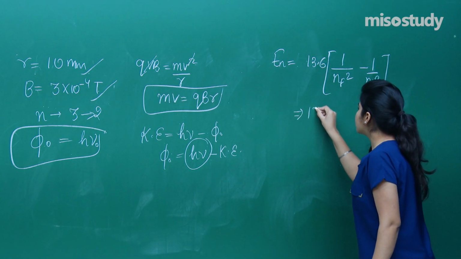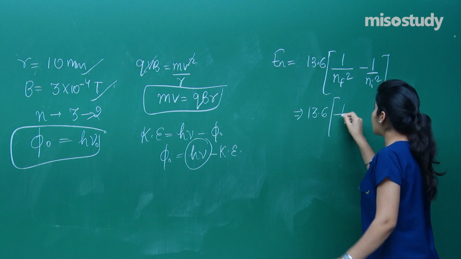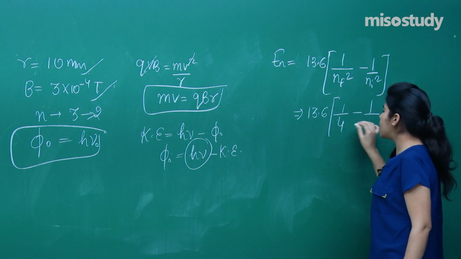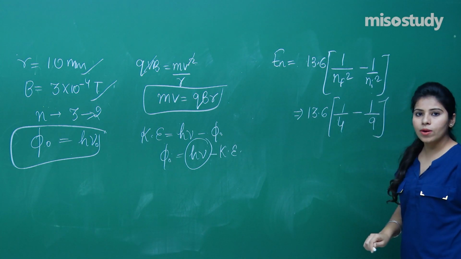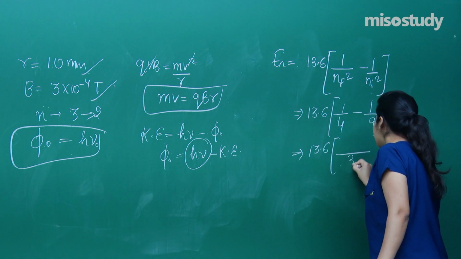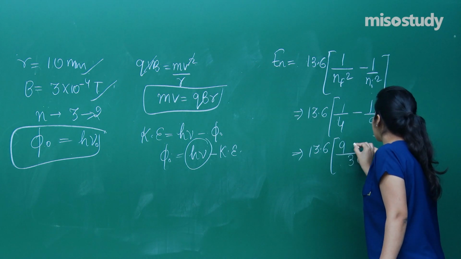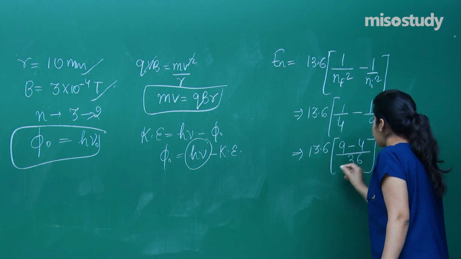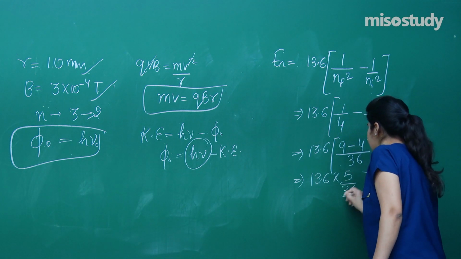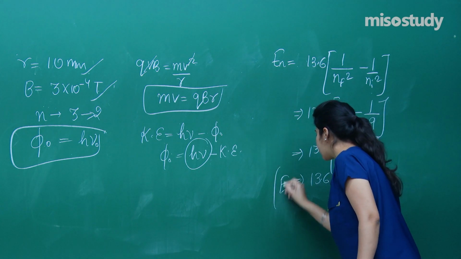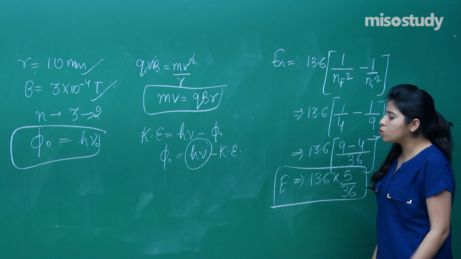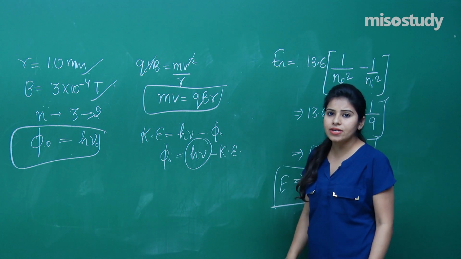So we will say 13.6 into 1 by final, which is 2, so this will be 1 by 4, minus initial was 3, so square, that means 1 by 9. So we will have 13.6 into 36, 9 minus 4, 5 by 36. You have the energy as this. Now from here, we can find out the kinetic energy.